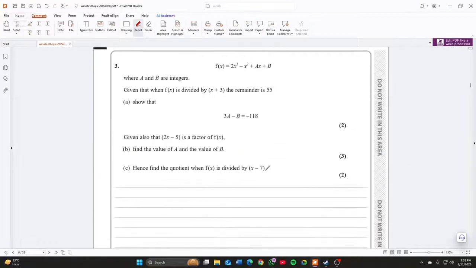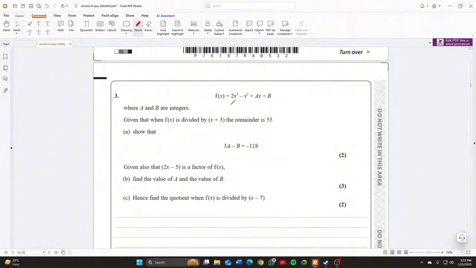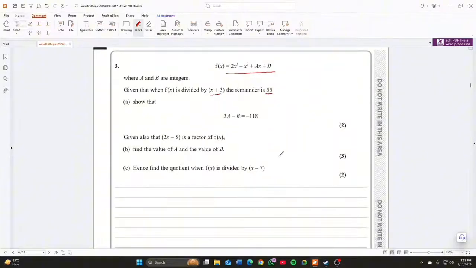Moving on to question 3. Here we have a polynomial function where a and b are integers, given that when f of x is divided by x plus 3, the remainder is 55, and show that this is the relation between a and b. This is easy, so we just put f of negative 3. When a polynomial is divided by another polynomial, we set the divisor x plus 3 equal to 0. Therefore the value of x will be minus 3, and we input this value of x into the function.